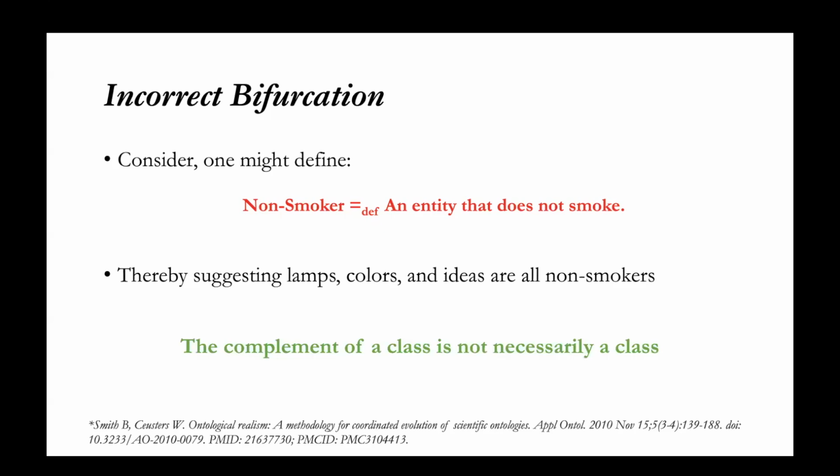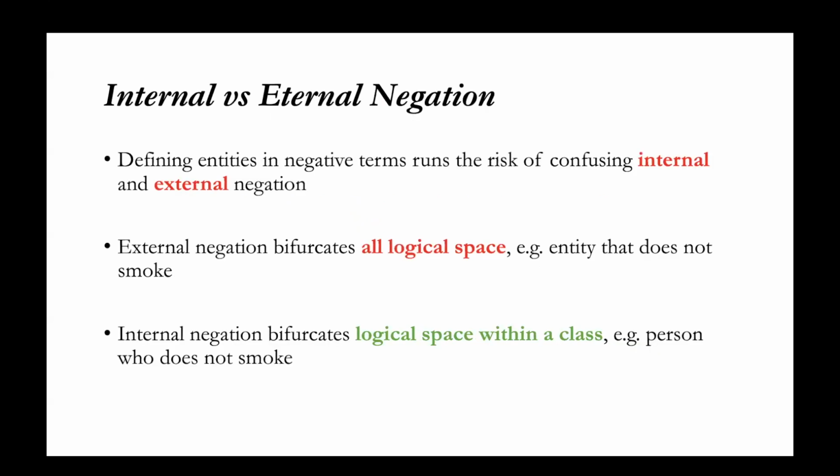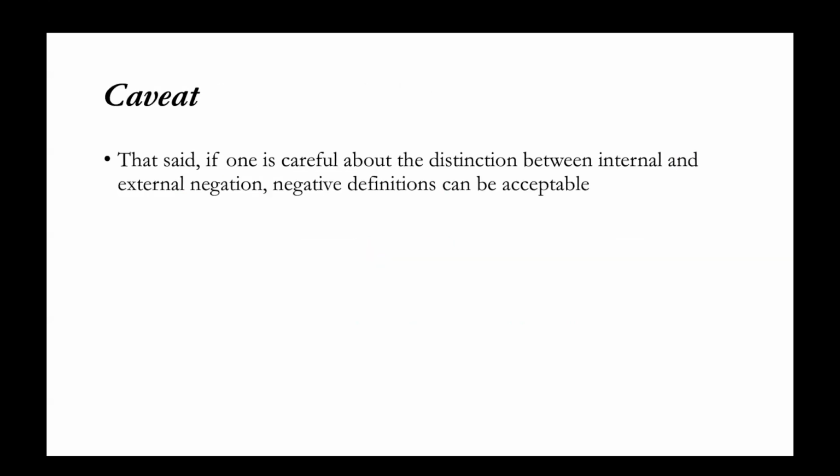Barry and Werner pointed out, of course, that the complement of a class is not necessarily a class. It's just the complement being the opposite of a smoker. It doesn't need to be a smoker or anything. But the confusion seemed to be that Gary had conflated internal and external negation. External negation bifurcates all logical space, e.g., entities that do not smoke: lamps and ideas. Internal negation bifurcates logical space within a class, like a person who does not smoke, which is usually what we mean when we say non-smoker. They're a person. Internal negation, right? It's easy to make this mistake, especially if you're thinking about negation. Negating things and reasoning through negations is hard.